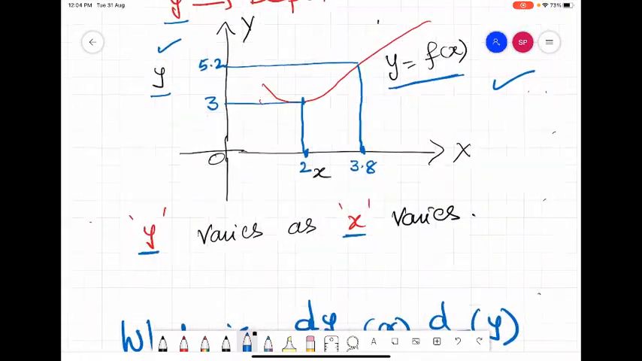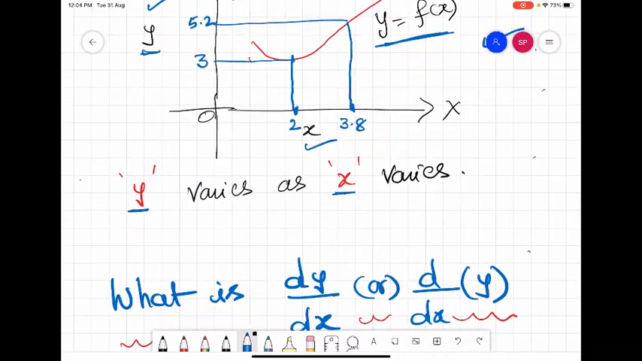The input we are giving for x is independent. We may take any value on the x-axis. Then the output, the result defined by the function y is equal to f of x, will give you y. So y is called the dependent variable.